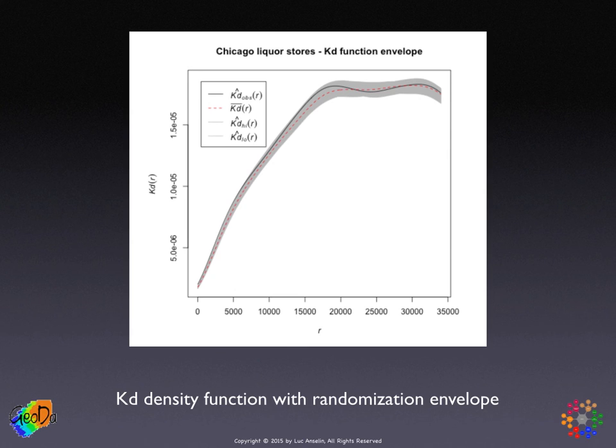The dashed red line is not a theoretical value for this density function, but is the mean of the simulated values, the mean of the randomization envelope. So the envelope is constructed by taking the minimum and the maximum, and then the mean is also plotted on this graph. So a different approach, focusing on density rather than a cumulative distribution function or a cumulative notion of counts of points with increasing distances.